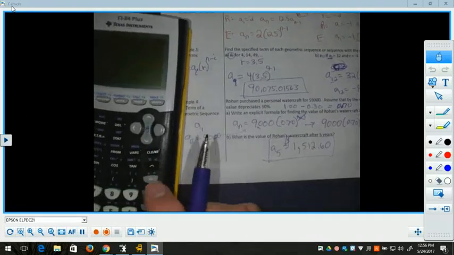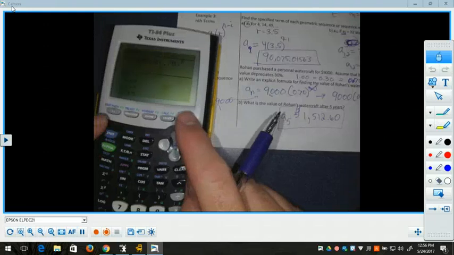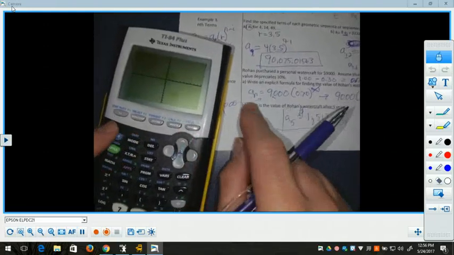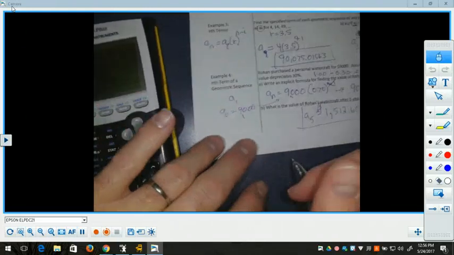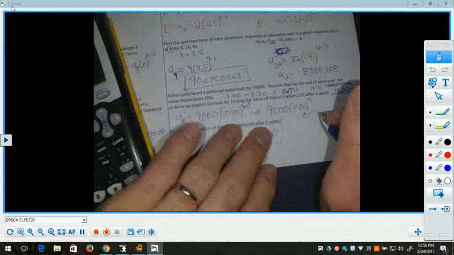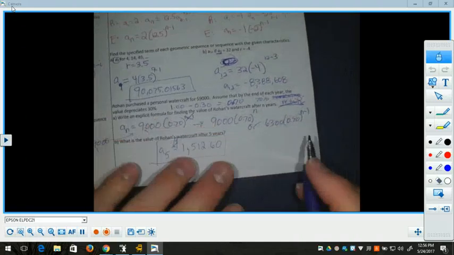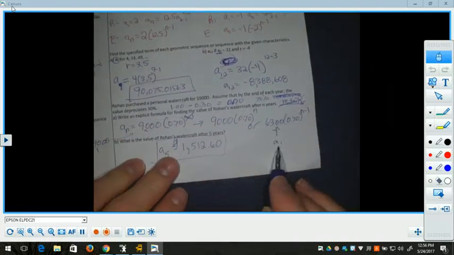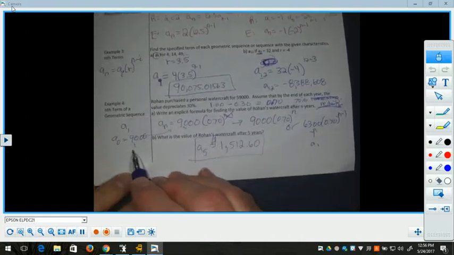So if you had based your recursive pattern instead on the 6,300, I think it was. Yeah, if you had done the 6,300, then it would have worked. You could have done 6,300 times 0.70 to the n minus 1, because that 6,300 is A sub 1, a year later, where the 9,000 is A sub 0. So you have your choice.